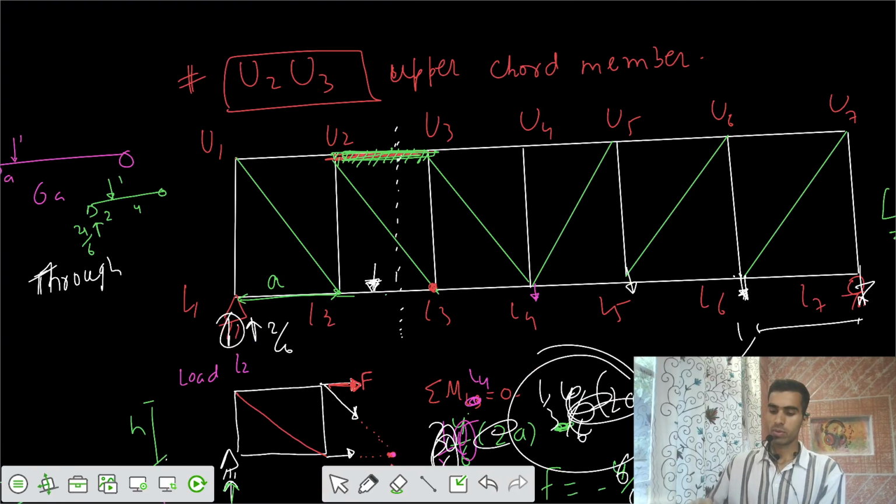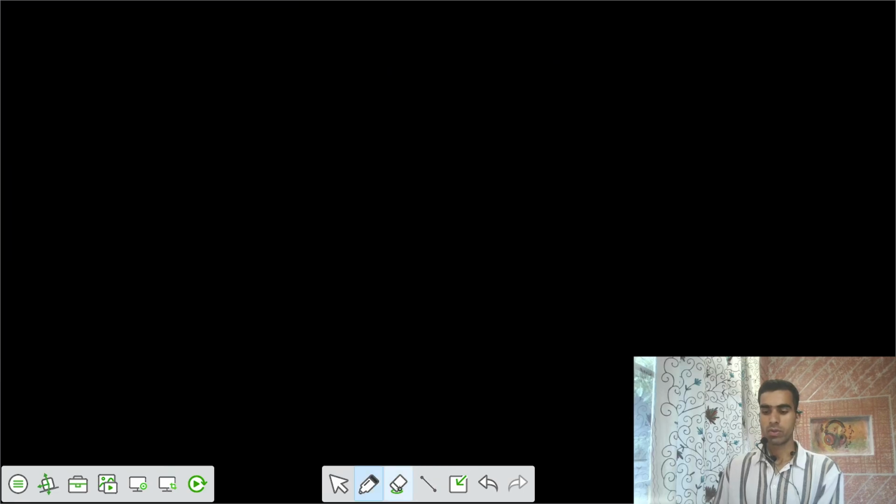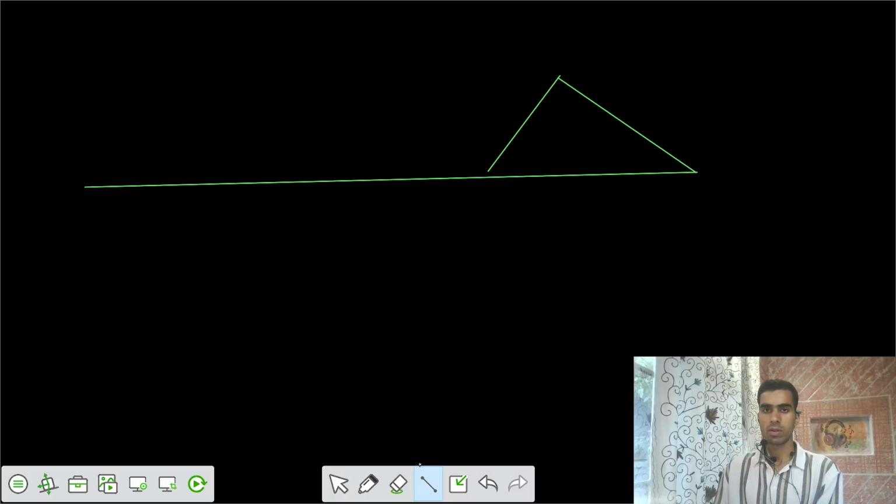Let's take the third problem of those ILDs. Let's take the third problem, where we have a through type truss. We have 5 panels: 1, 2, 3, 4, 5.